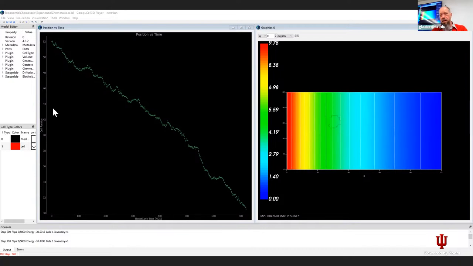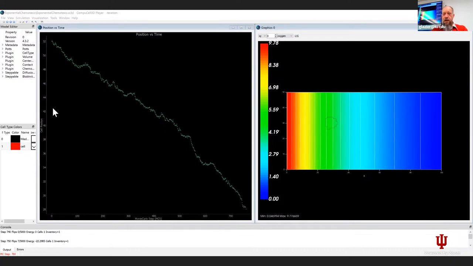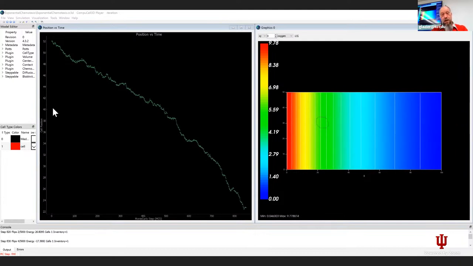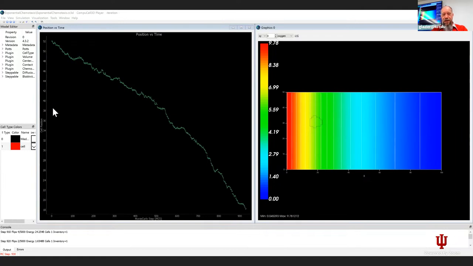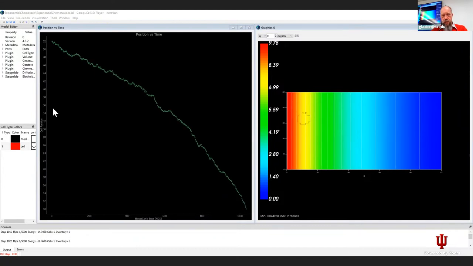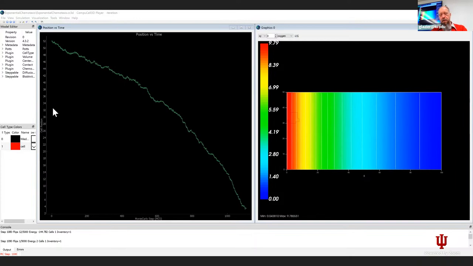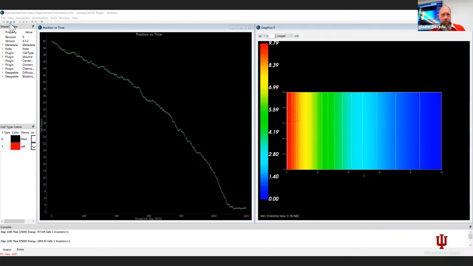Now, if I started with the cell all the way to the right-hand side of this, it would be more interesting, but it would take an awfully long time because when the cell's moving slowly, it really moves slowly. And so it's not worth waiting for in class. But you'll see how the cell is accelerating here. And now it's going to stop because it's going to bump into the left-hand wall. Okay.